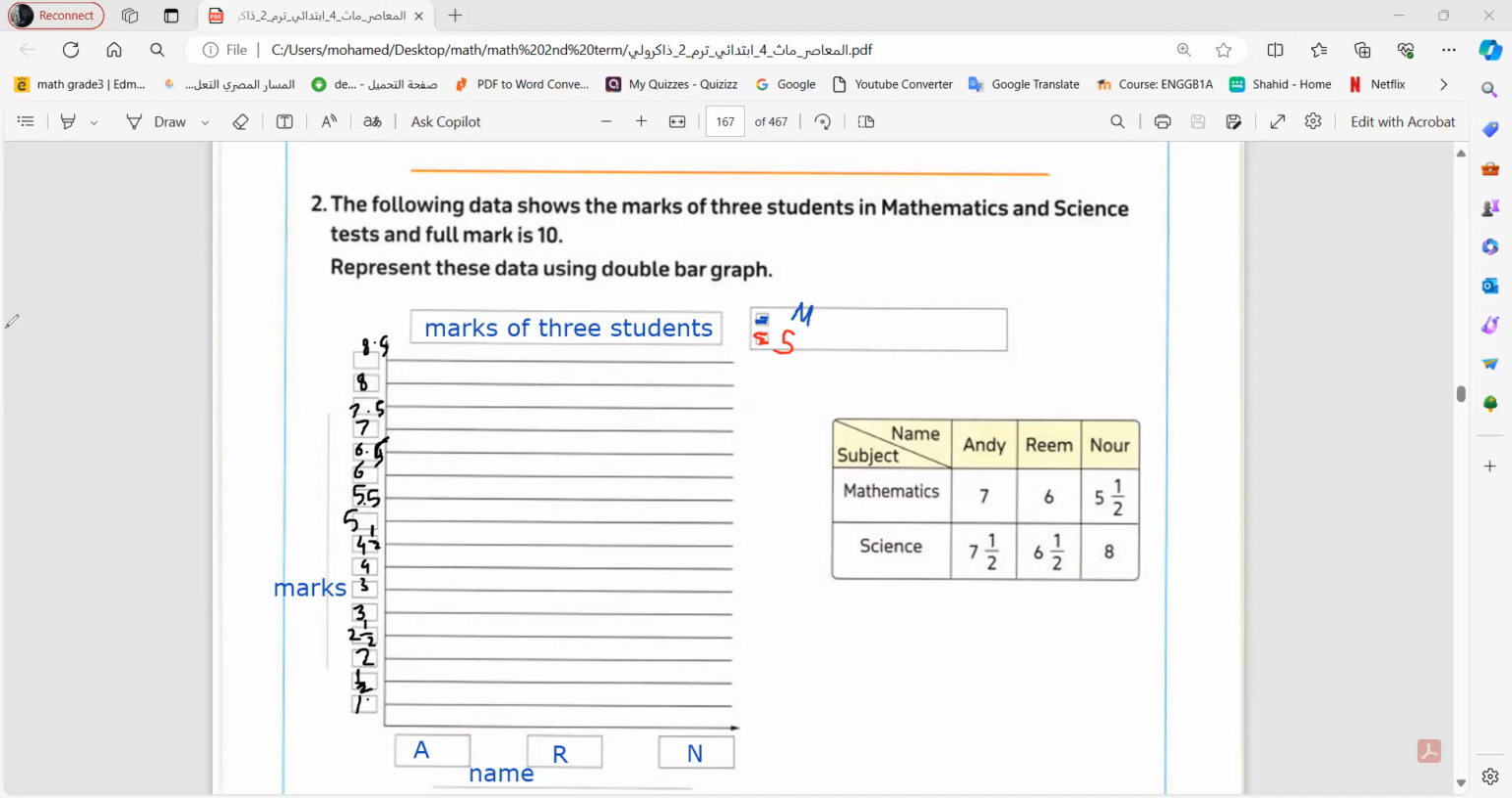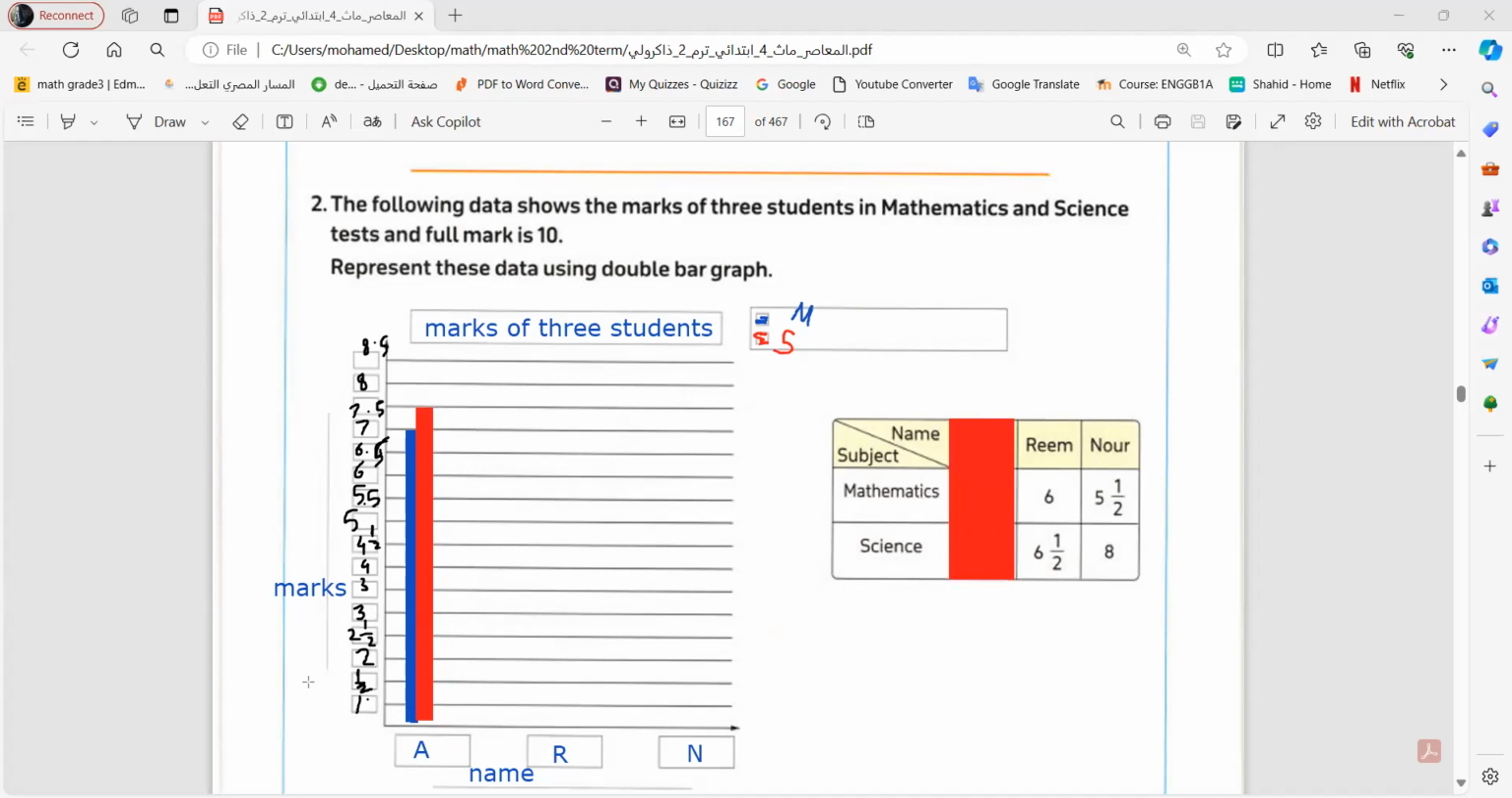Now it will be easy for me to draw. Andy got how many in math? The blue got 7. So I go up to the 7 and then I stop. And how many in science? Bravo, 7 and half. So I will go with the science with the red because red means science. 7 and half. Good job. Finish Andy. Let's check the Reem.